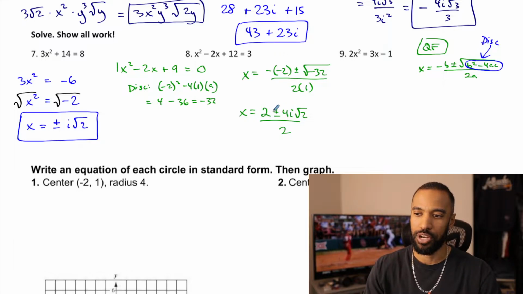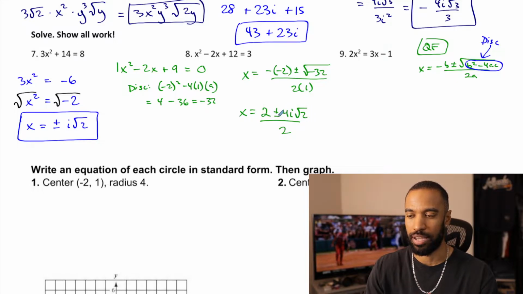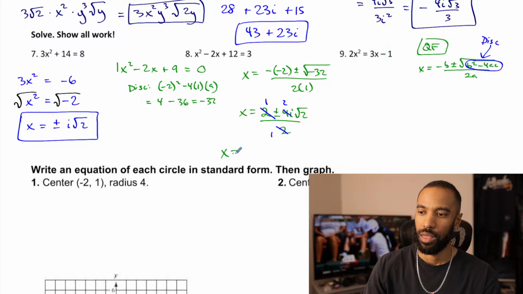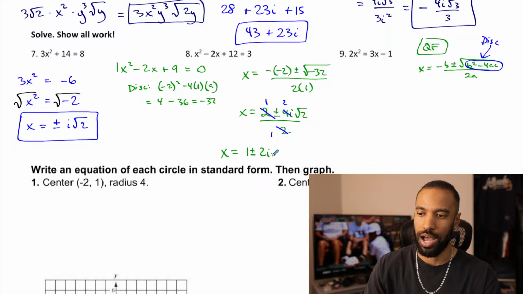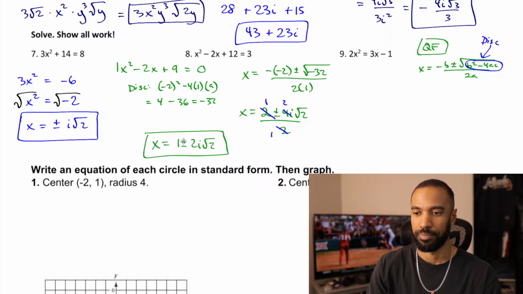Now, both of these terms here can divide by 2. 4i root 2 and 2 can both divide by 2, in which case you actually just divide the 4 and the 2 by 2, and you get a 1 and a 2 here. So x equals 1 plus or minus 2i root 2. That is the final set of answers. Those are the final answers there.